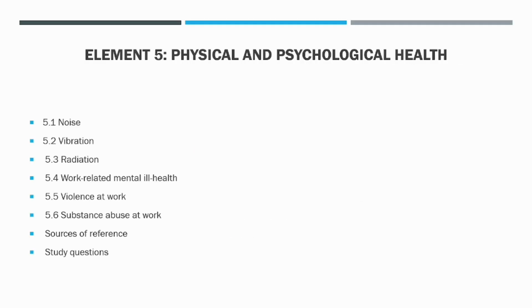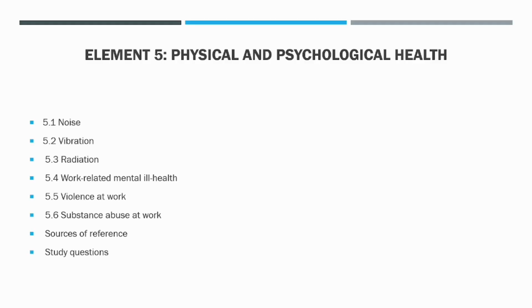The fifth element is physical and physiological health. In this element we focus on hazards that affect the physical and mental well-being of the worker. The first module of element 5 is noise. Excessive noise can cause hearing loss and must be controlled effectively.